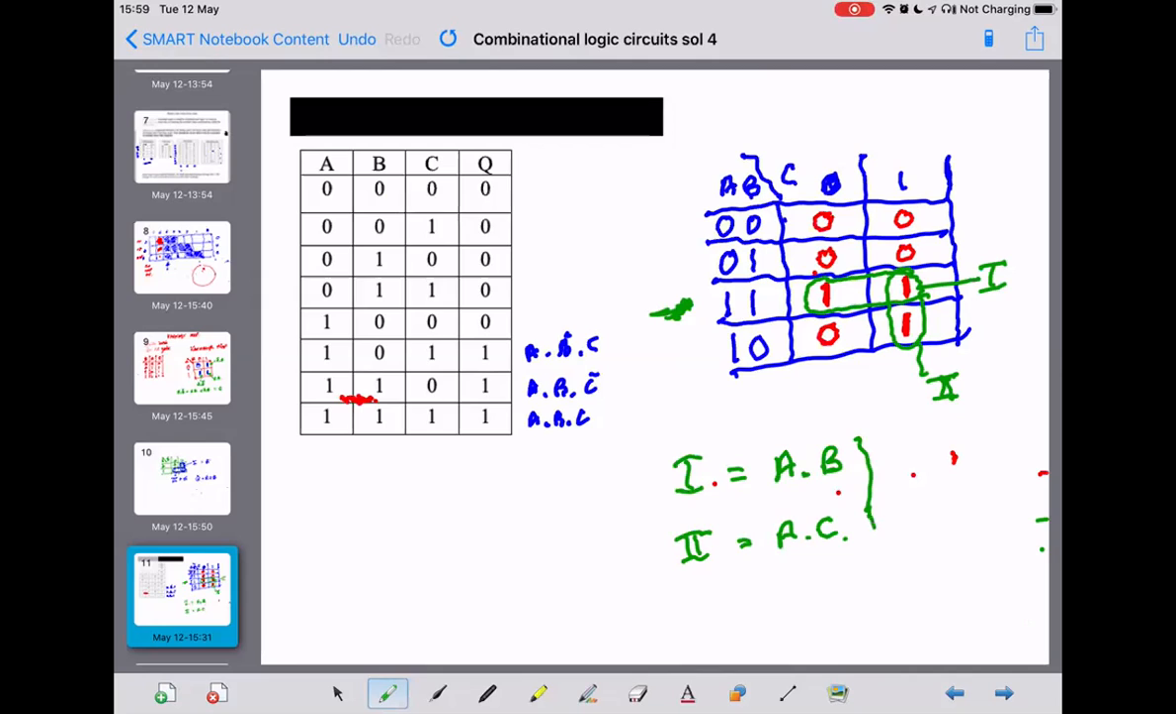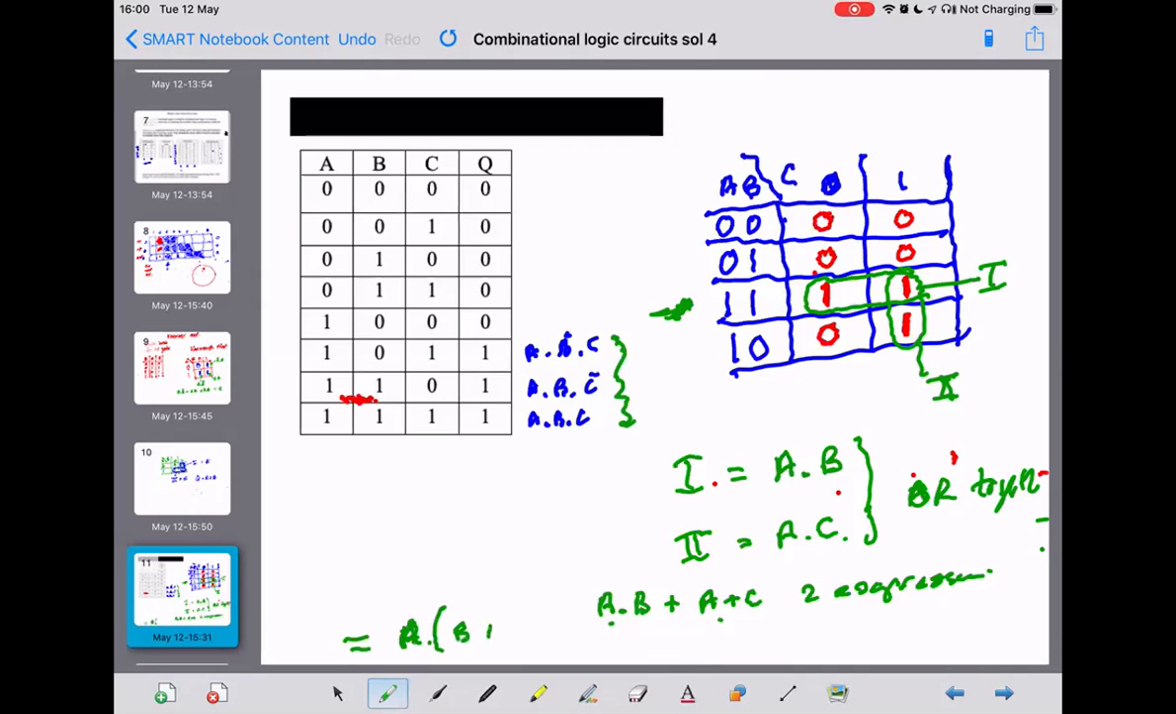And then finally, we need to OR all those together. So we can say it's A and B, or A and C. So we've gone from three expressions over here to two expressions here, and we can do some like terms. We've got A in that term and A in that term, so we can bring that outside some brackets and say it's A and B or C.